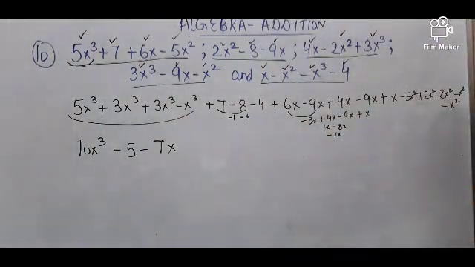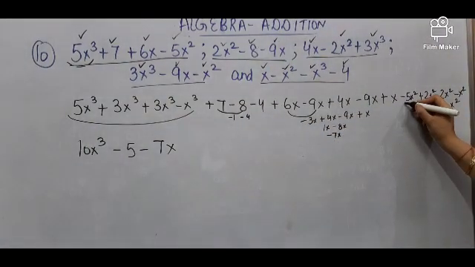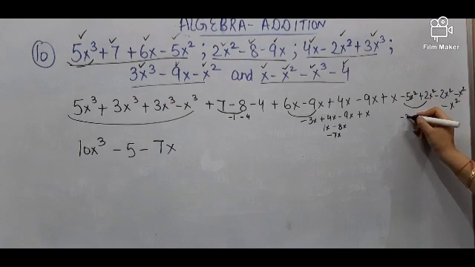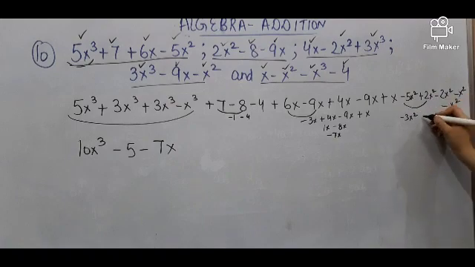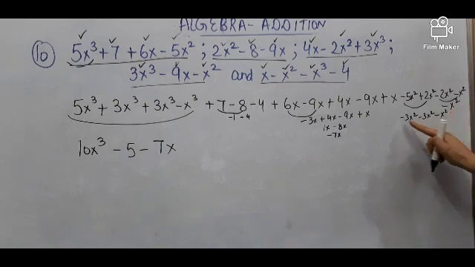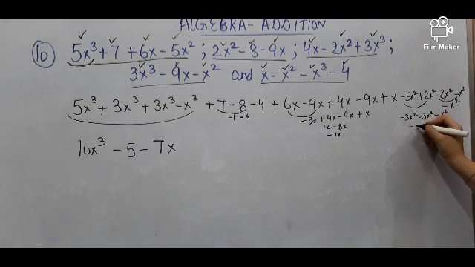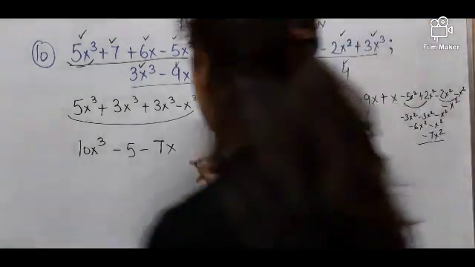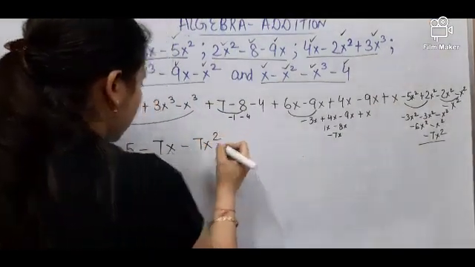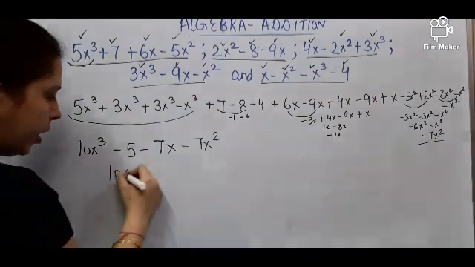Okay. Now minus 5x square plus 2x square is minus 3x square. Then we have minus 2x square minus x square is minus 3x square. Then we have minus x square. Then minus 3x square and minus 3x square is minus 6x square, and minus x square, so we have minus 7x square.